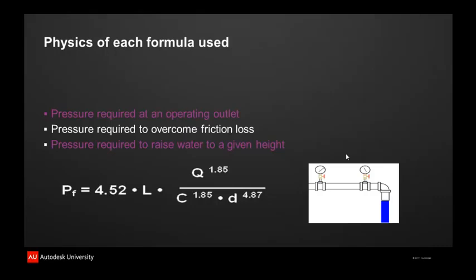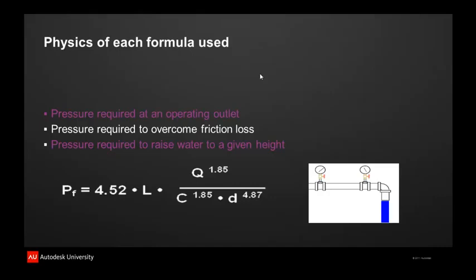4.52, which is a constant relating the British units, times the length in feet, times the flow through the pipe to the 1.85, where the flow is represented in gallons per minute, divided by a roughness or smoothness coefficient C raised to the 1.85, and divided by the diameter in inches, that's the actual internal diameter of the pipe, raised to the 4.87. And this is known as the Hazen and Williams friction loss formula. I've got just an indication of the apparatus that we would use, shown here to the right.